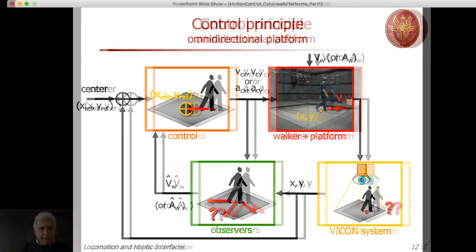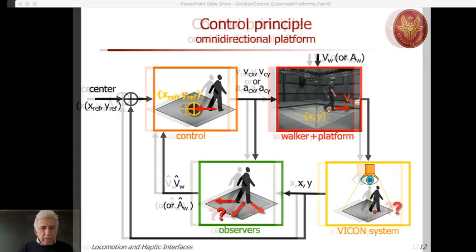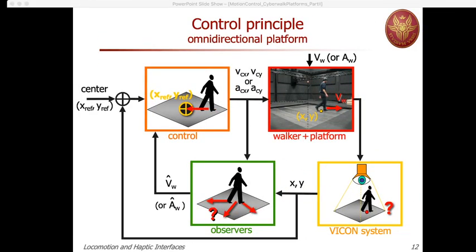Let me come back here. I could walk in this direction, and I could walk in this direction while looking on the side. So the information on my intentional direction and on the orientation of my head are completely decoupled. So this is very important to understand. Still, we may use some information about the orientation. We will see this later on.